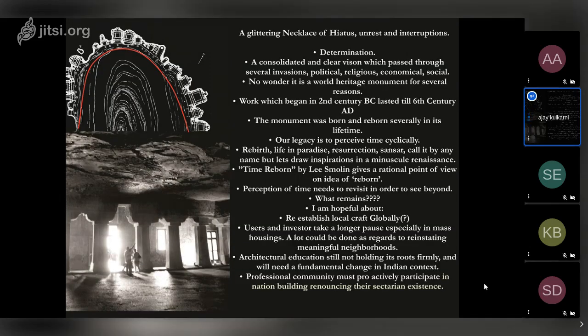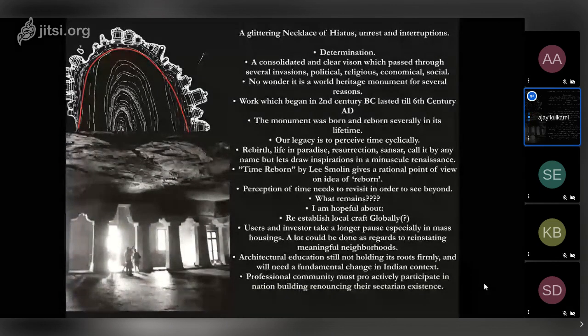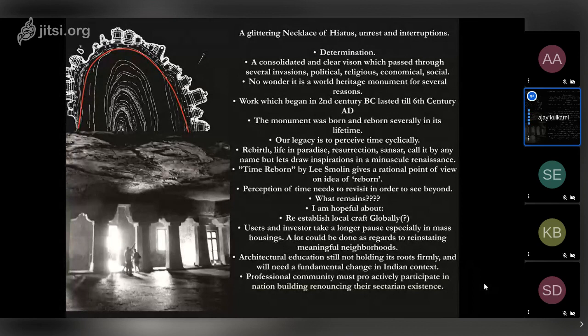I'll come to the end of my presentation in one or two slides. What are these? Is it a red parabola? Is it a curve of a creative spike? Is it a curve of a disease? Or is it a curve of this glittering necklace full of hiatus, unrest, and interruptions? This is nothing but our plan of agenda caves.